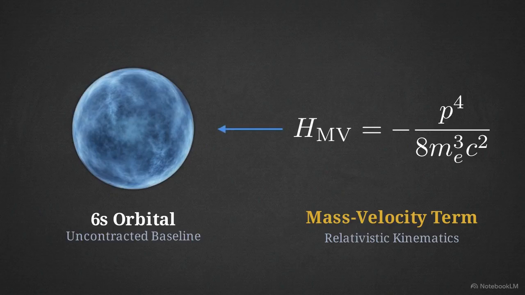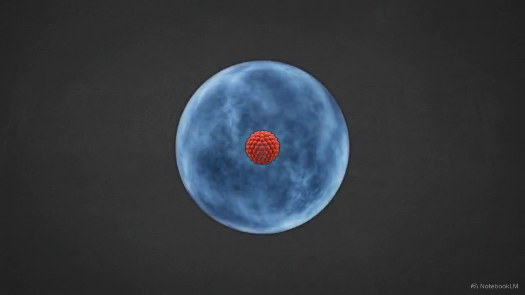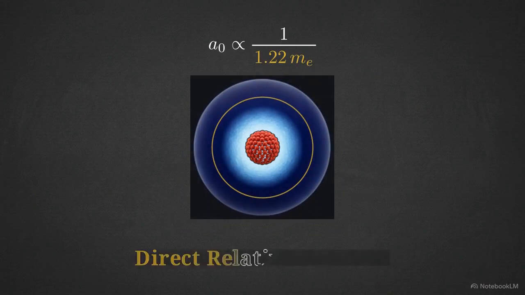The first node in this sequence is driven by relativistic kinematics. Through the mathematics of the Breit-Pauli Hamiltonian, the relativistic mass increase dictates a negative correction to the kinetic energy. High-momentum electrons diving into the core lose energy. Because the defining equation for an orbital size places electron mass in the denominator, a 22% mass increase forces the radius to shrink. This is the direct relativistic effect.